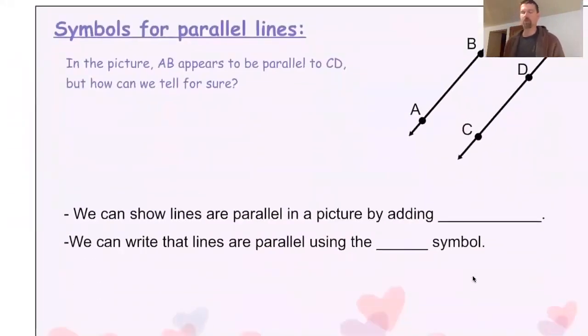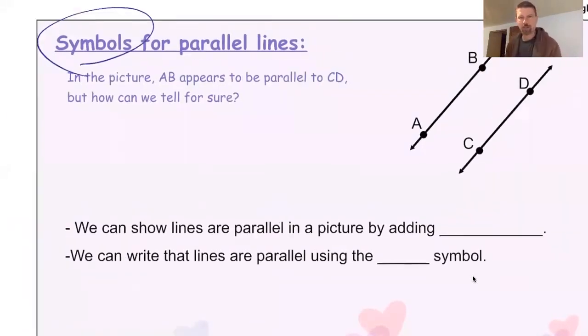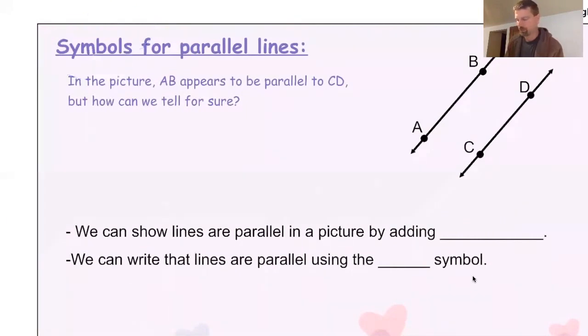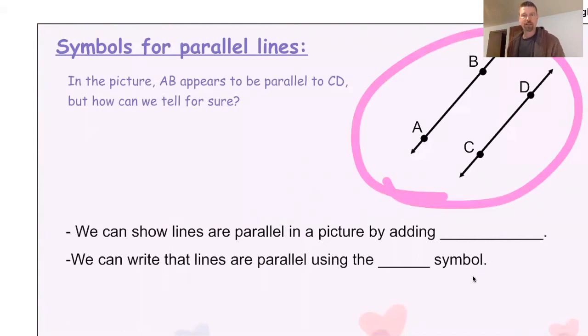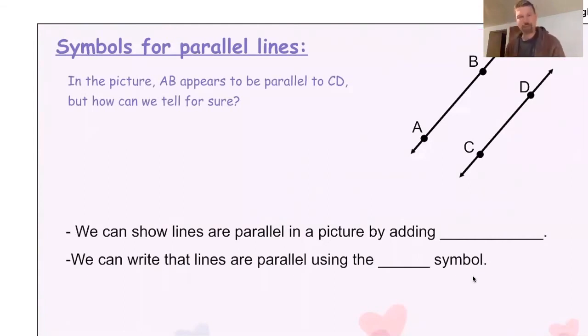Last thing today is we're going to, oh, sorry, not last thing. We're going to also talk about symbols for parallel lines. So in the picture, AB appears to be parallel to CD. Like if I look at this picture over here, they look like they're parallel, right? They look like they're both going at that same angle. But how can we tell for sure? Maybe they're just a little bit tilted toward each other and they'll eventually intersect. So in geometry, we've got symbols for showing lines are parallel. We can show lines are parallel in a picture by adding arrows.